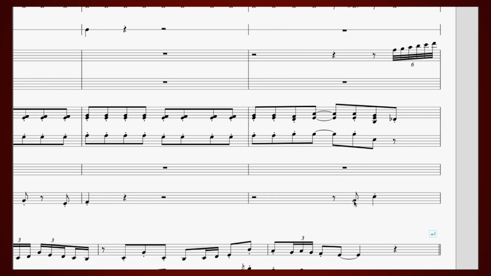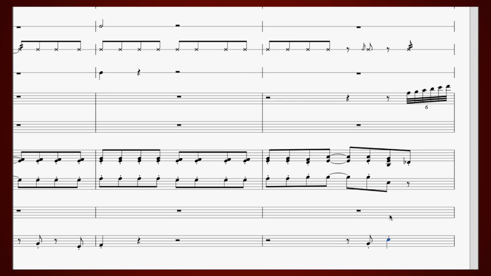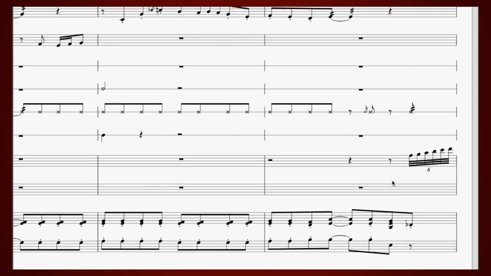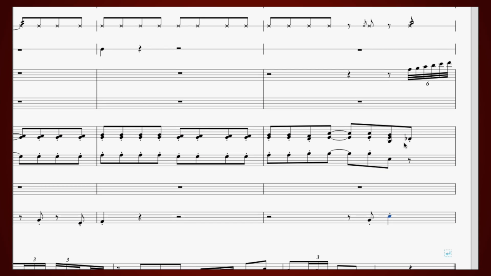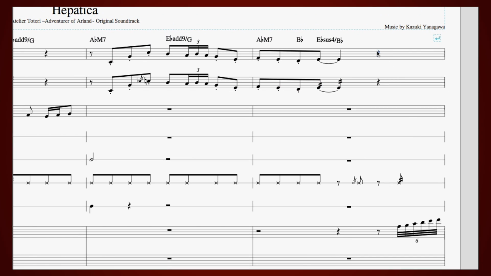And then we finally resolve on an E flat major right here. Except that is a D flat. That's our first out of key note. That's really interesting, isn't it? And it's just a passing tone. So if we were to add a D flat to this chord, we would get E flat 7.